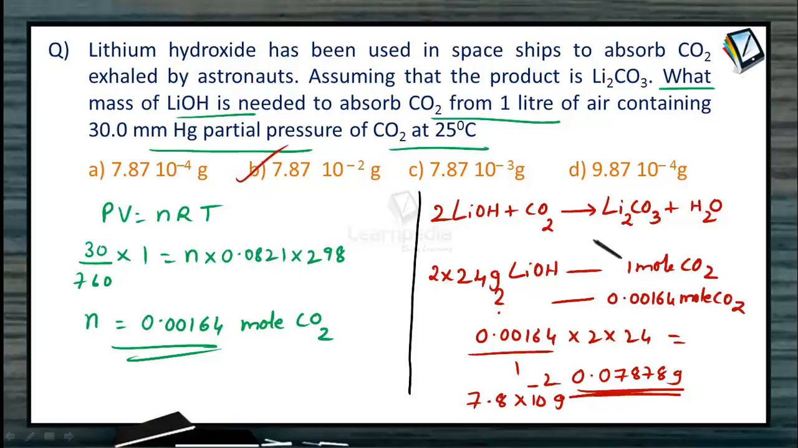Actually, what we need to calculate is the mass of lithium hydroxide which is required in order to absorb a certain quantity of carbon dioxide present in 1 liter of air, which is exerting a partial pressure of 30 mm of Hg at a temperature of 25 degrees centigrade. From this data, first we calculated the total number of moles of carbon dioxide present in that 1 liter of air. Then, based on the stoichiometric equation between lithium hydroxide and carbon dioxide, we can find out the mass of lithium hydroxide required in order to absorb this many moles of carbon dioxide.